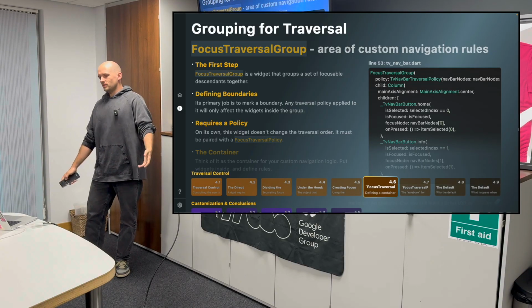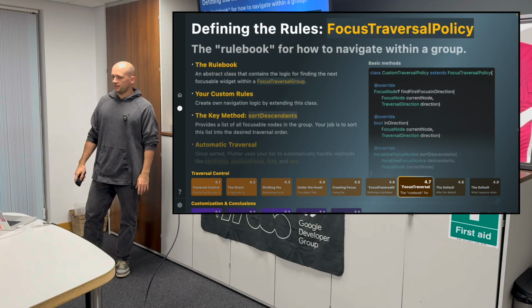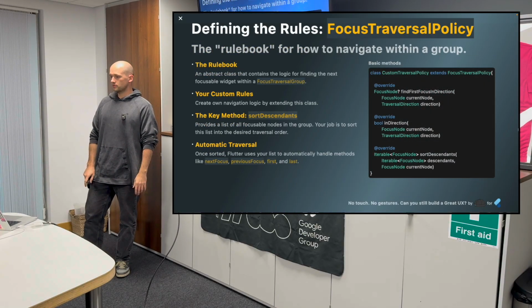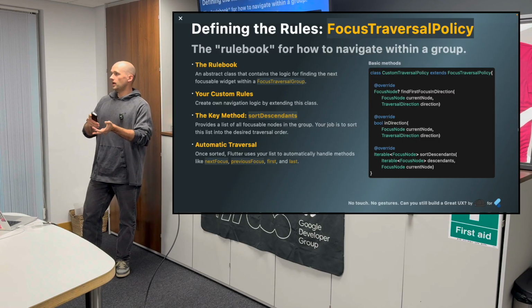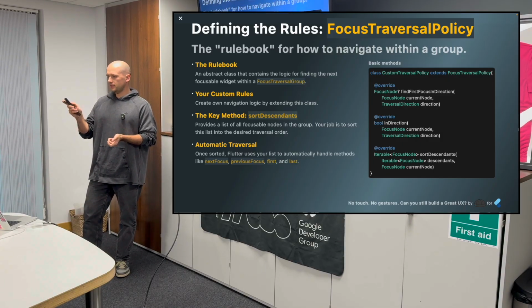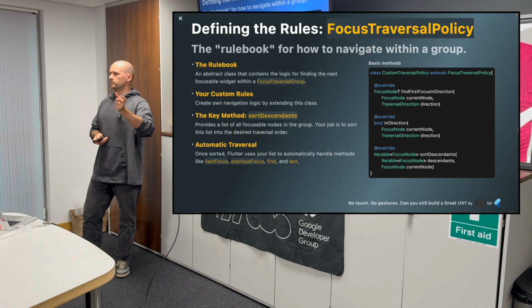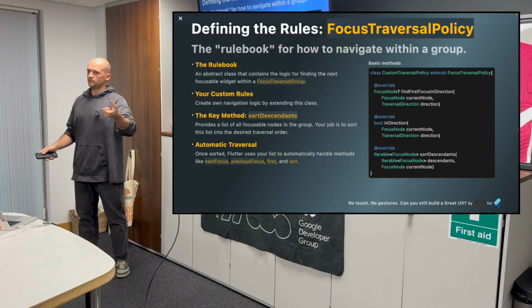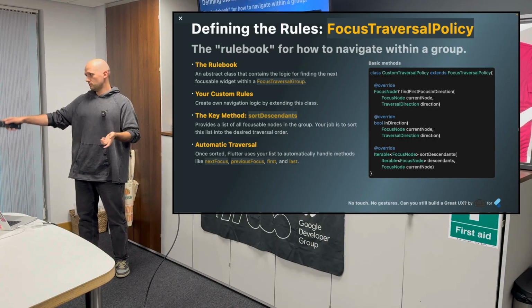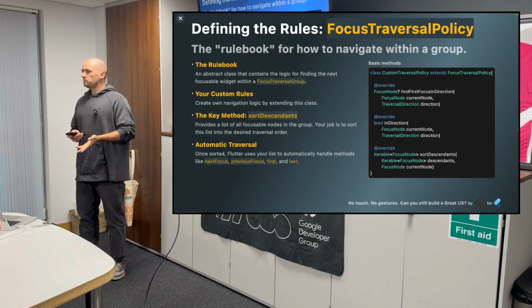A focus traversal group as is is not that useful, but it can have a policy, and this is a set of rules. Policy is a super simple thing. It says we can sort items, how to navigate them, we can navigate directionally, and we can find the first focused. First focused will be the previously focused or actually the first widget. That's it. So if you haven't had focus in this group, it will go to the first item. If you had focus in this group, it will go to the previously focused. Super easy.